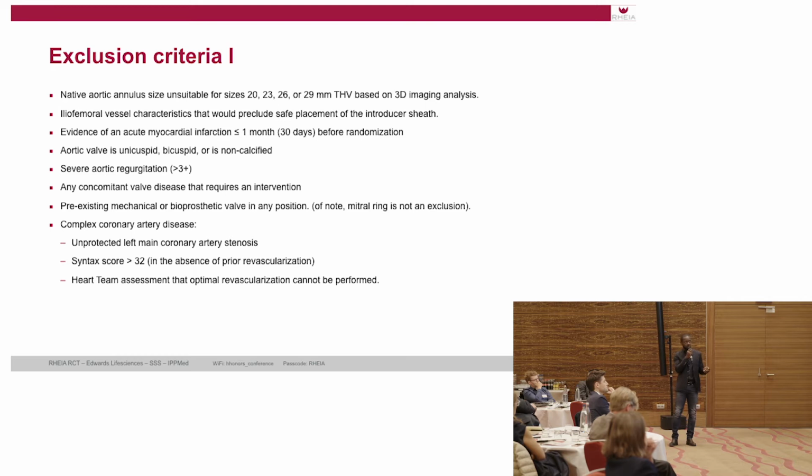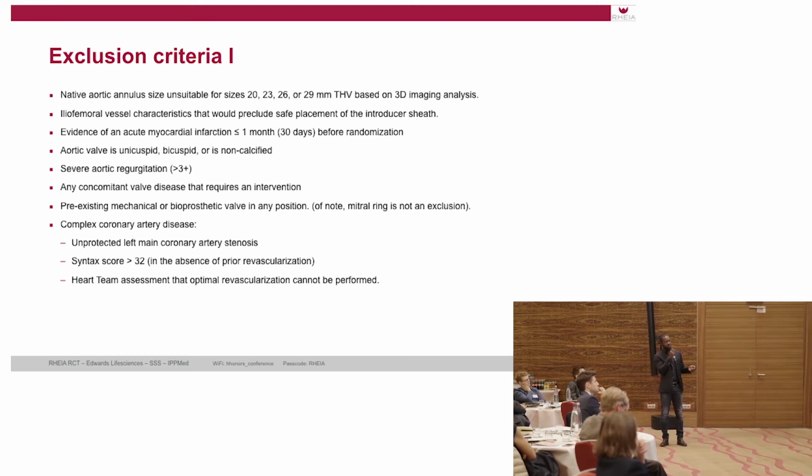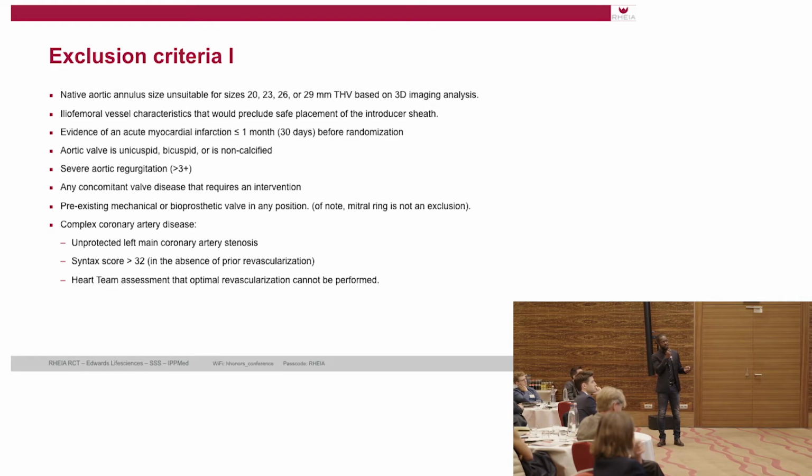If the patient has a complex coronary artery disease, we're going to exclude the patient. So we have to make sure that the SYNTAX score is below 33, that we don't have any unprotected left main, and that the heart team agrees that with SYNTAX score below 32 and no left main, we can achieve a good PCI for the patient just before or during the procedure.